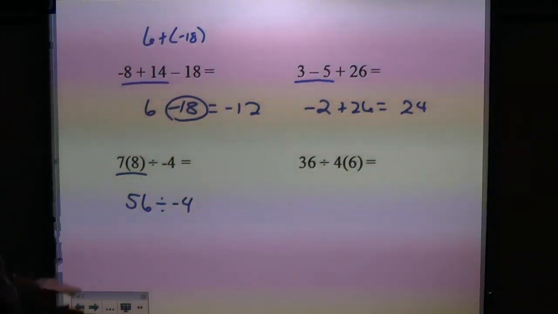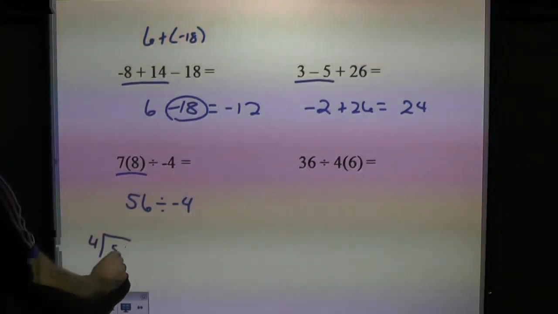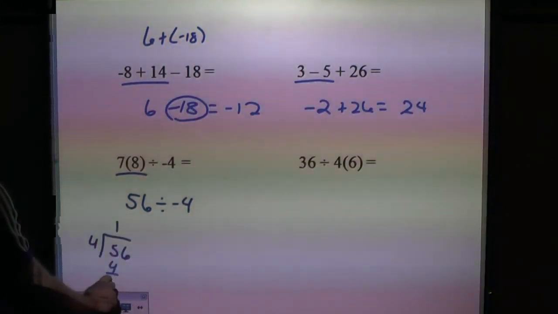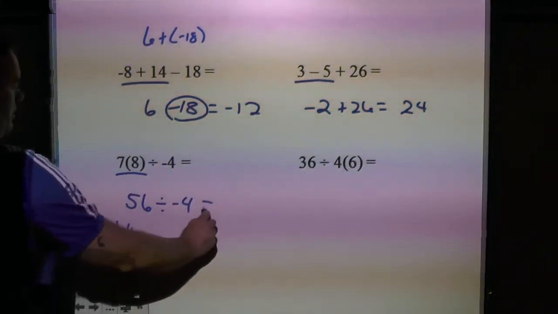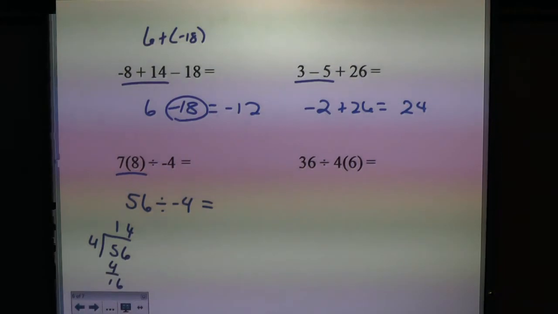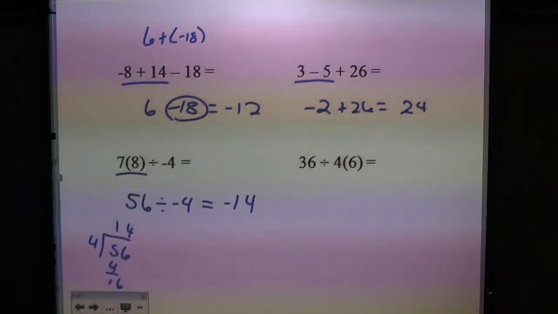Now, you can either do this on a calculator, you can do this by hand. 56 divided by 4, whatever helps you out, it's up to you. Alright? When you divide 56 divided by -4, you better get a negative number. Answer is -14.